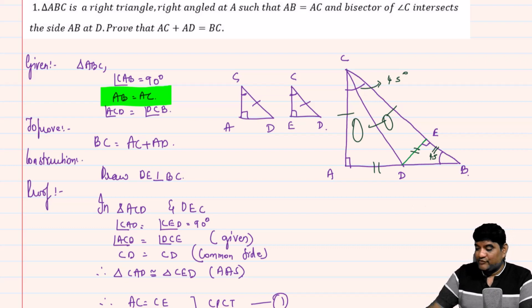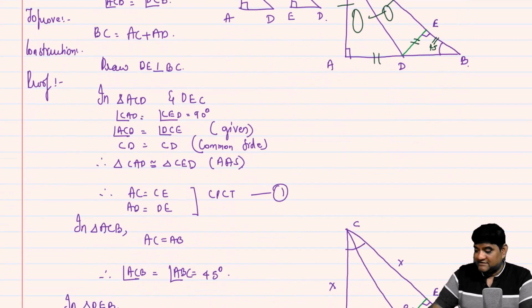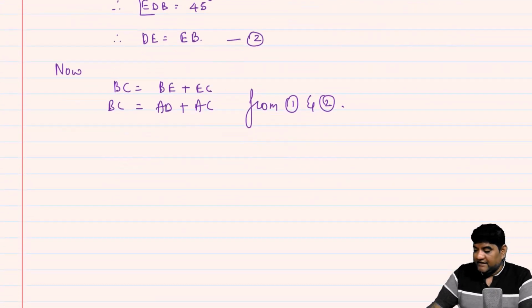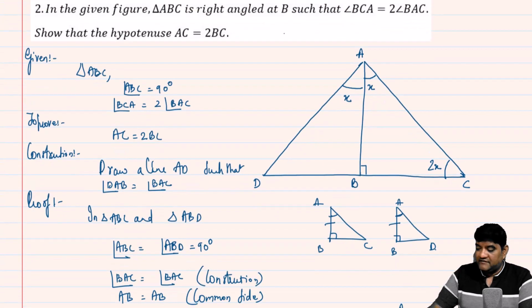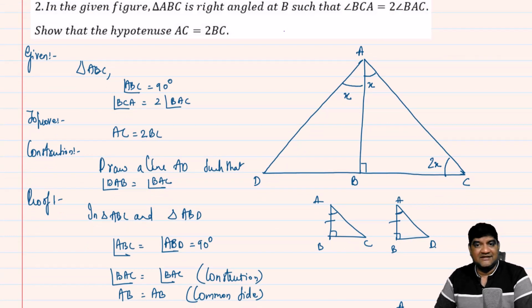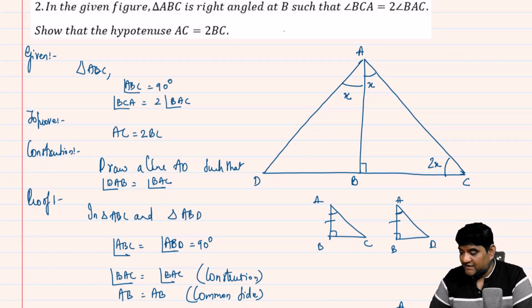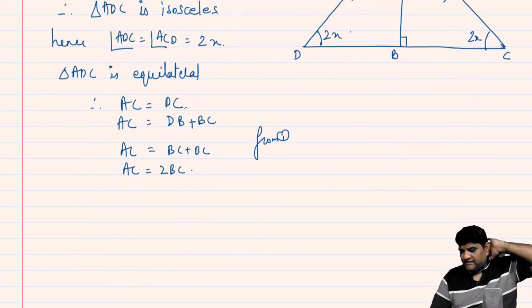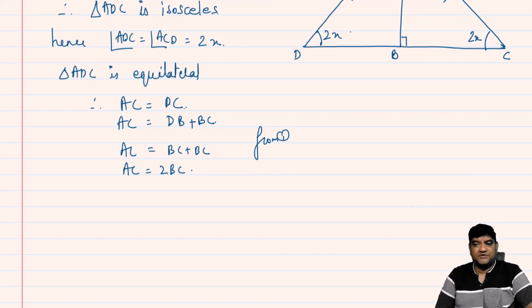A pretty simple proof. If you know the construction, it's going to be easier. The next question also involved a construction to be done. Once I know the construction and how to go about doing the question, it's much simpler. We proved that these two triangles are congruent. The construction was basically drawing a line AD such that angle DAB is equal to angle BAC. So those were the two questions that I wanted to solve for this video.